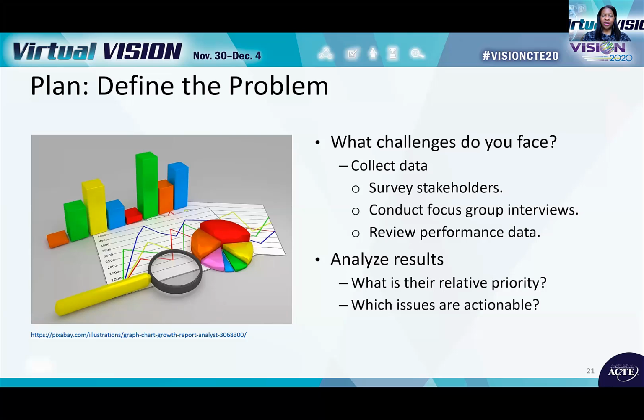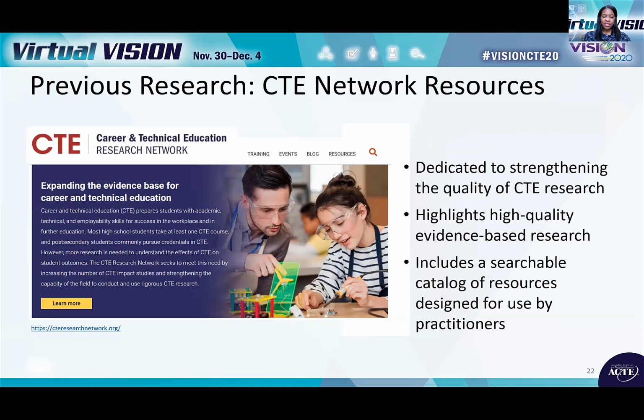So again, a part of defining the problem is collecting the data and researching. And places that you may go to do that include sources such as ACTE, Advance CTE, and journals like ERIC and the Journal of Career Technical Education. But I also want to direct you to our website, the CTE Research Network website, where you will also find research and resources that can help you with collecting data and defining the problem.